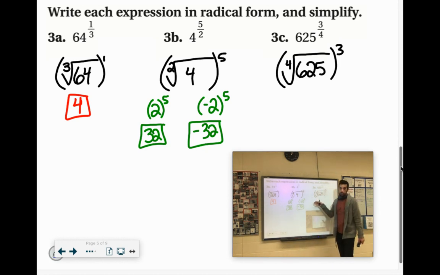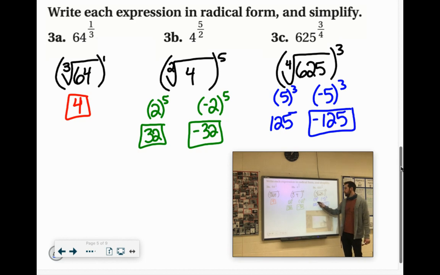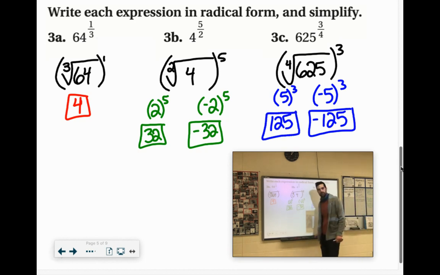4th root of 625, let's see, 4th root, oh, that's just 5. So it could be 5, or it can also be negative 5. 5 to the 3rd is 125. Negative 5 to the 3rd is negative 125. All done. Video's about to run out of time anyway. Yes!